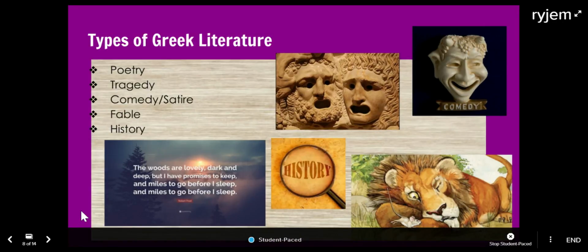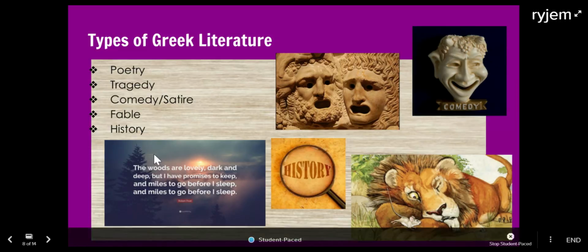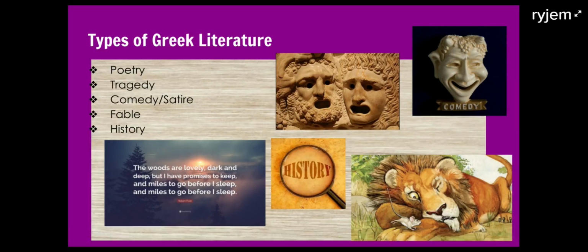All right. So now that you circled those, let's just real quickly go. I'm going to label the 5 different types of Greek literature that we're going to talk about. So we're going to talk about poetry. We'll talk a little bit about tragedy and drama. We're going to talk about comedy and satire. We'll talk about fable, and we're going to talk about history. Okay? So those are our top 5 big ones.